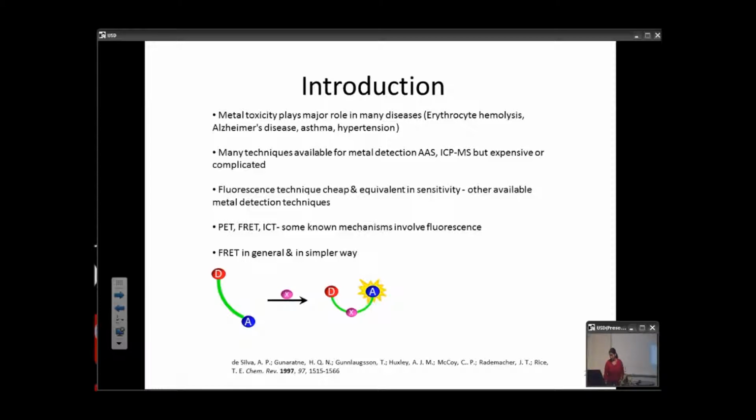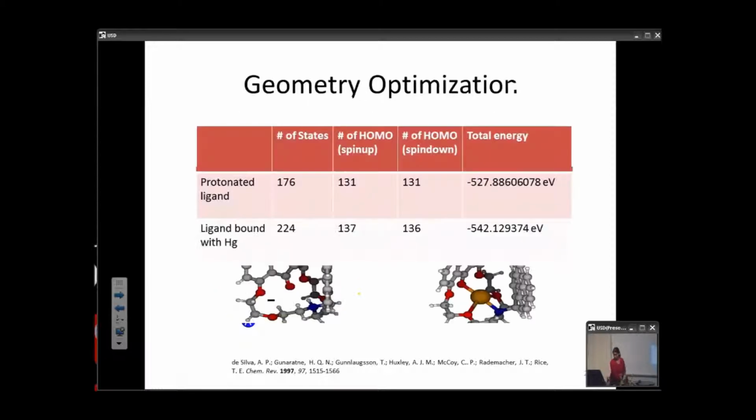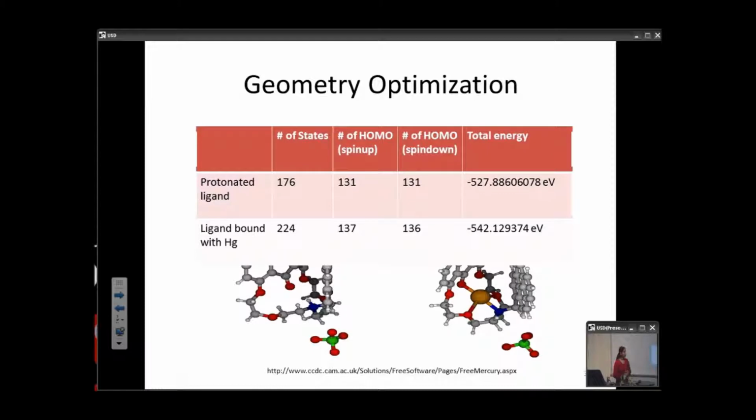Here you can see a picture which has a donor and an acceptor, which are well separated by a spacer. When the analyte binds to it, there might be a chance for energy transfer between the donor and the acceptor, and the acceptor will luminesce due to that energy transfer.